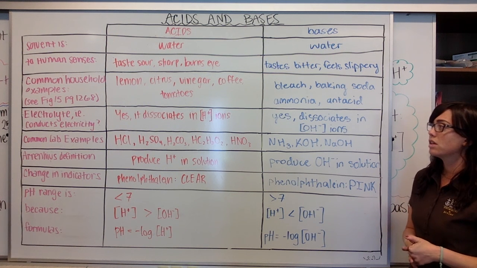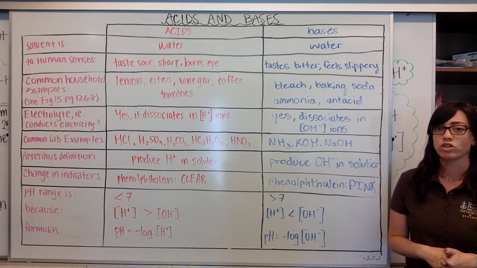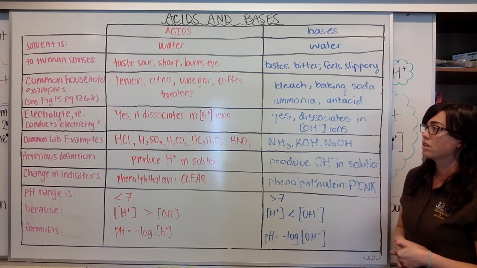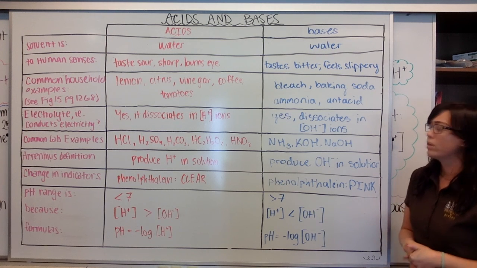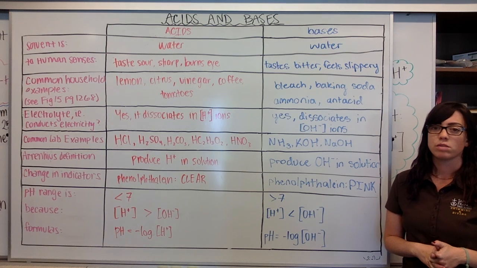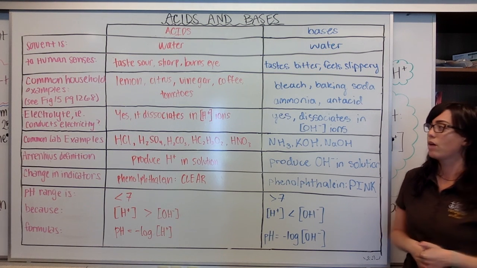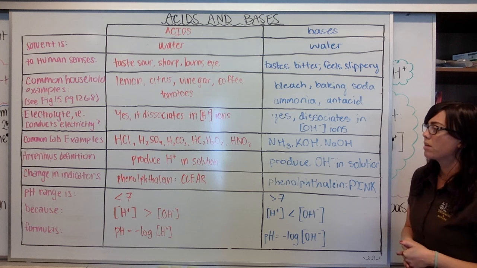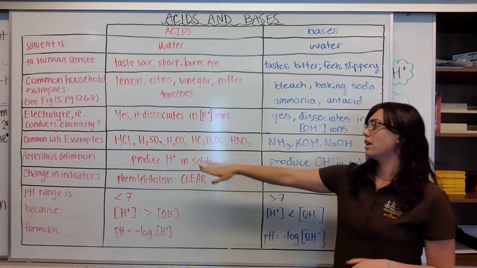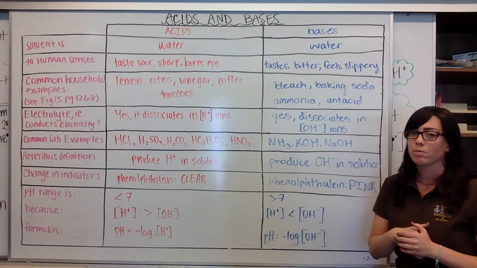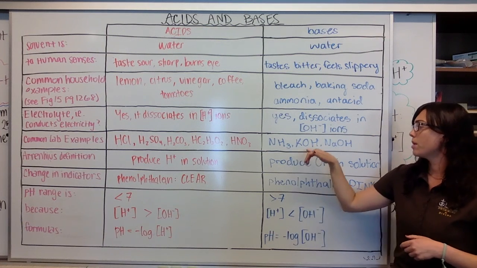Both acidic and basic solutions are going to conduct electricity, and we don't really learn too much about that this year, but if you take AP Chem or Chem in college, you will learn more about that and how it happens. Common examples are listed right here. These are some of the ones that are on the back of your periodic table. Here are some common bases.